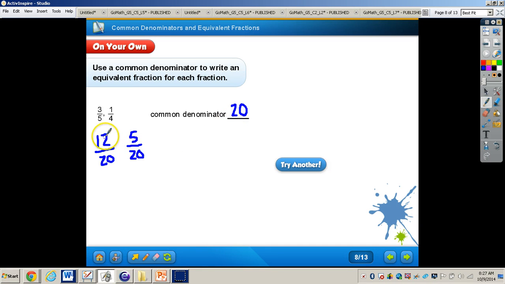Okay, the answer is 20 for the common denominator. You can see that we multiplied that 5 by 4, giving us 20. Multiplied the 3 by 4, gave us 12. Multiplied 1/4 by 5, both numerator and denominator, giving us 5/20.